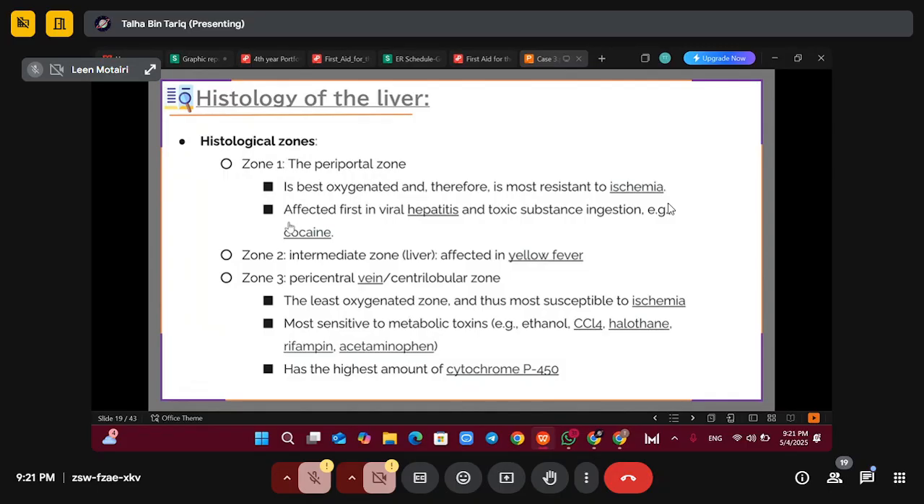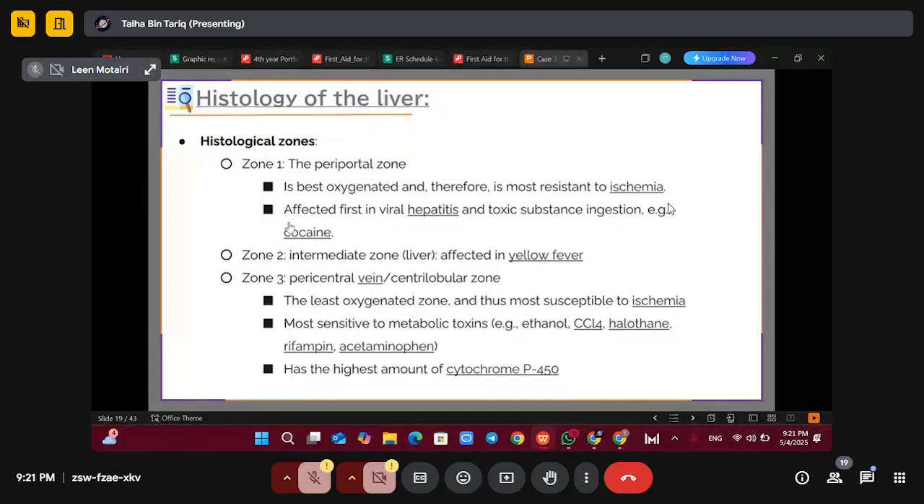It's the least oxygenated zone, and it's the most sensitive to metabolic toxins like ethanol, halothane, rifampin as a drug, acetaminophen. So all of the toxins which are metabolically produced, or the toxins which are a byproduct or waste product of the metabolism, are affecting the zone around the pericentral vein, which is the centrilobular zone. So this is the main function, and it has the highest amount of cytochrome P450. It's the enzyme of the liver, which is important in metabolism of different drugs. So the highest amount of cytochrome P450 is found in zone number 3.